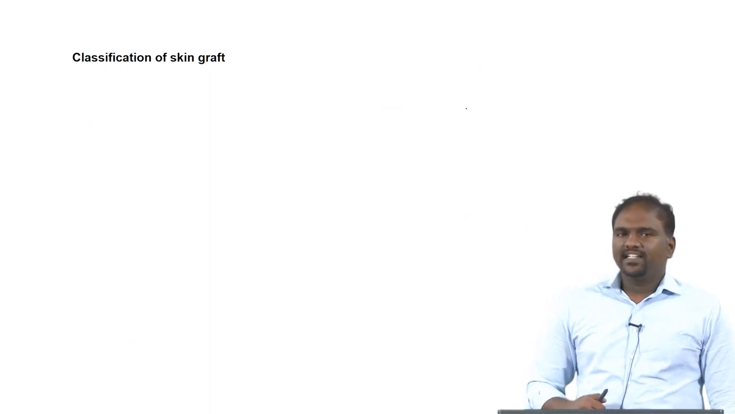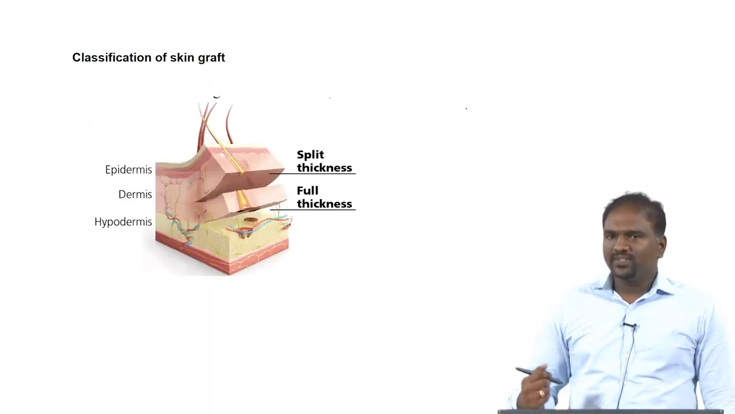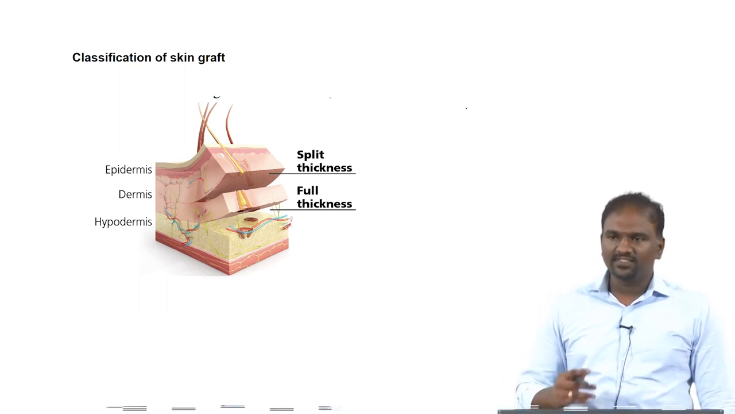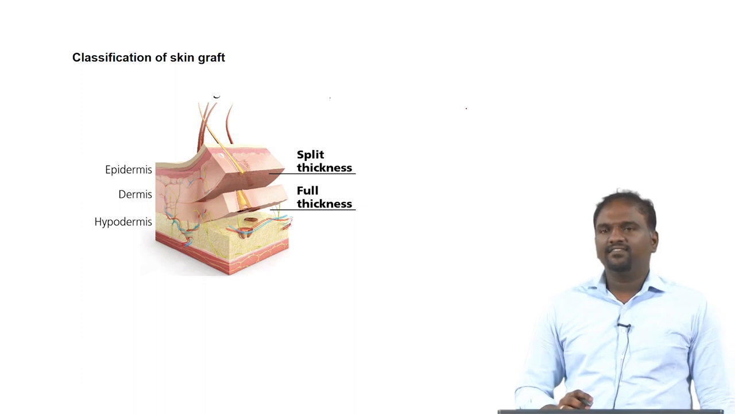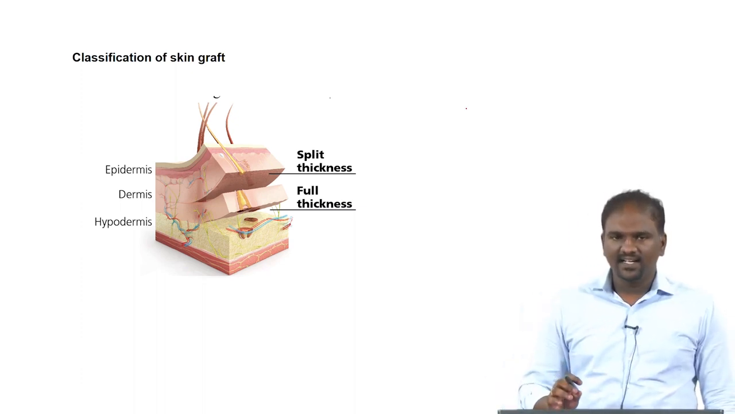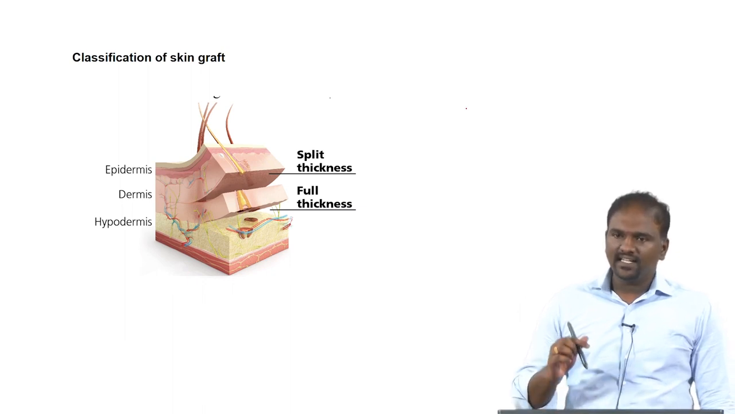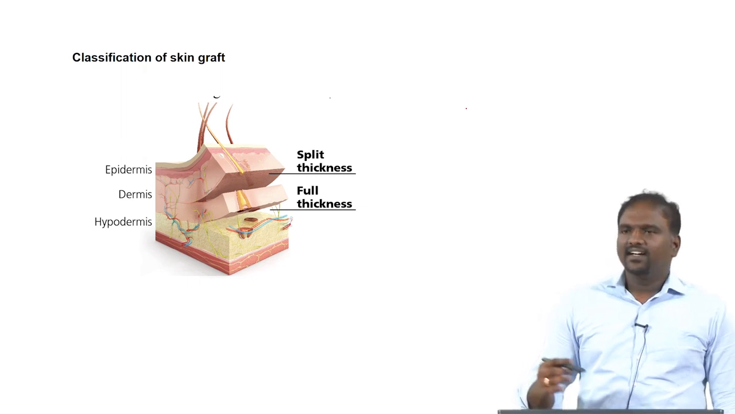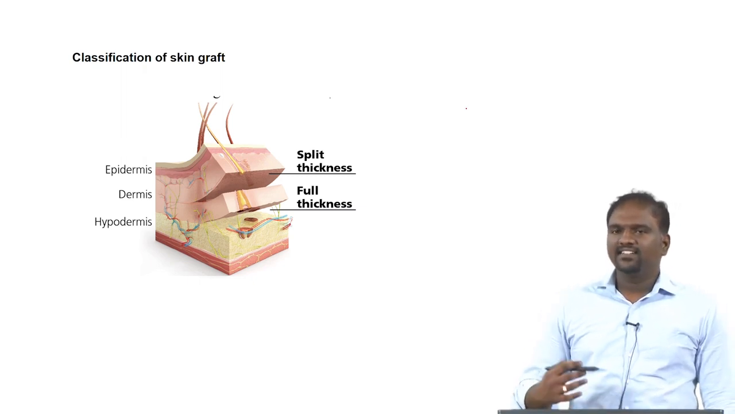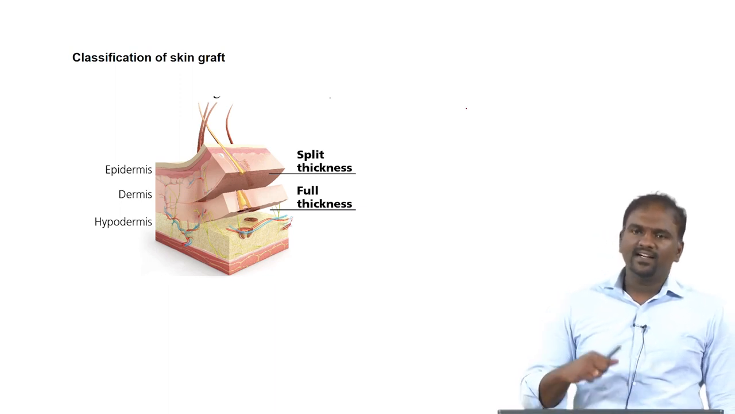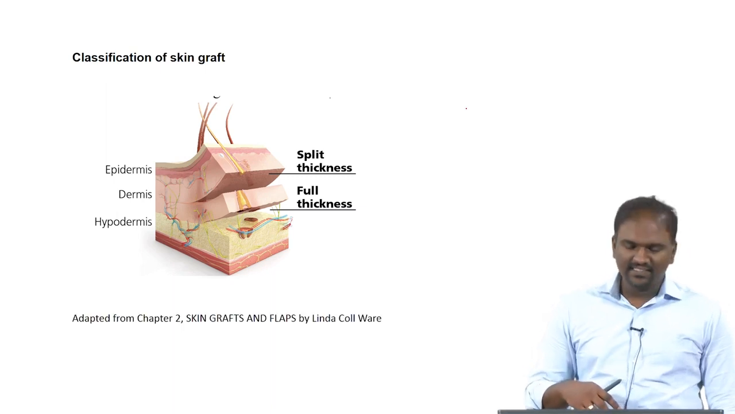The classification of skin grafts involves two types: the first is the split thickness graft and the second is the full thickness graft. Split thickness graft involves only epidermis regeneration. Full thickness graft involves the epidermis together with the dermis regeneration. Nowhere is the hypodermis involved; as I told in the anatomy part, the hypodermis is not part of the skin, but it plays a role when we discuss the engineering aspects.